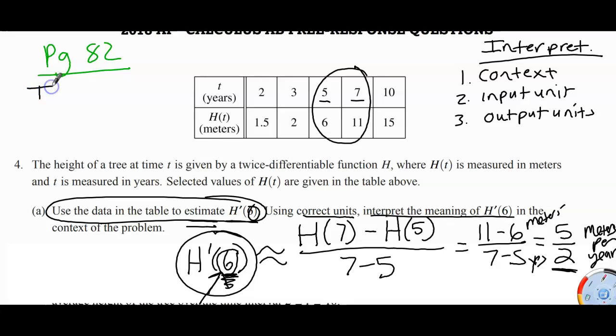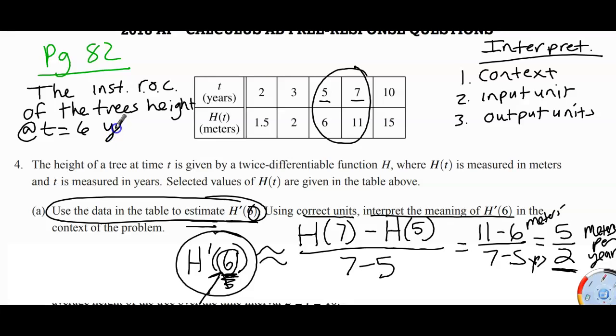So the instantaneous rate of change, I'm going to abbreviate here, but never do that on a real FRQ because they don't know what ROC means, but I don't have much space. So the instantaneous rate of change of the tree's height at t equals 6 years is 5 over 2 meters per year.